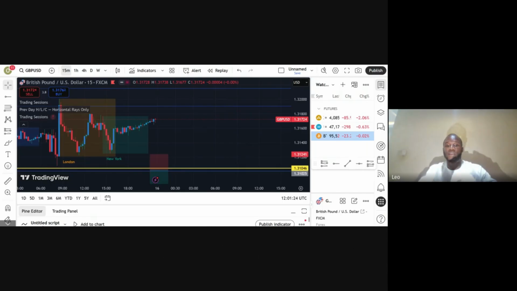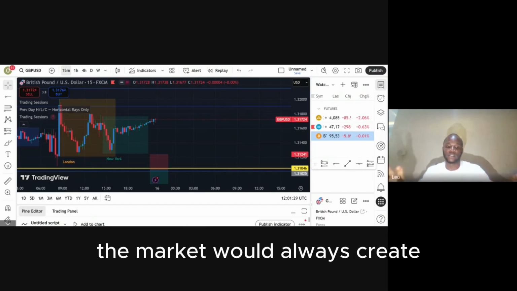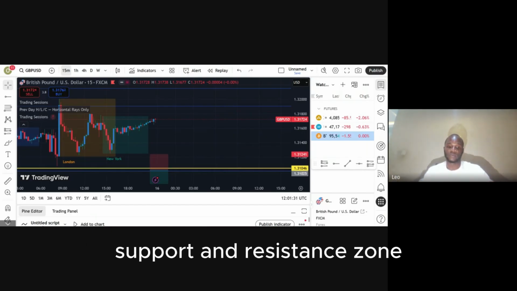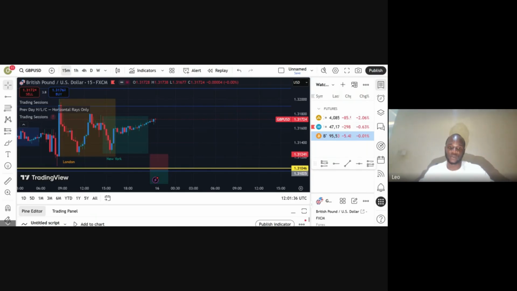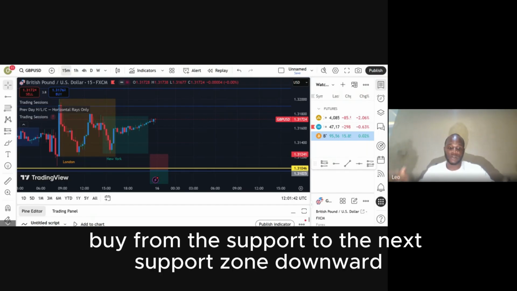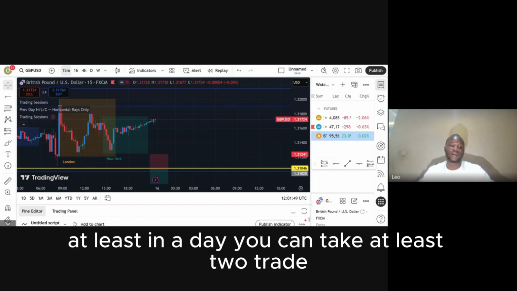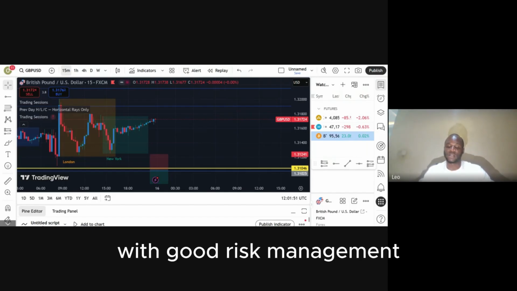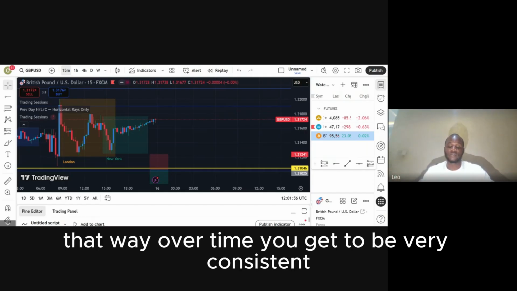That leads me to the third point: the market will always create support and resistance zones. So you want to be buying from support to the next resistance zone upward if it's a buy, and if it's a sell, selling from resistance to the next support zone downward. That way, you'll ensure that you'll be profitable. In a day, you can take at least 2 trades with good risk management, knowing how much you're willing to risk. That way, over time, you get to be very consistent.